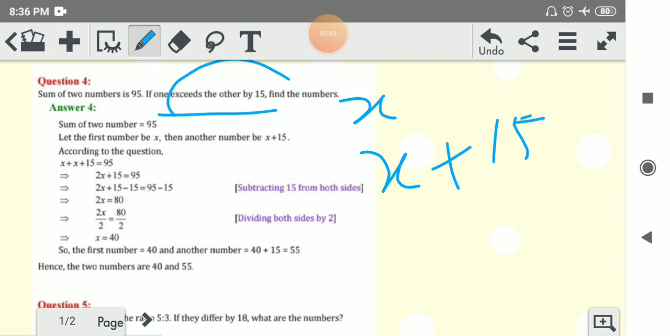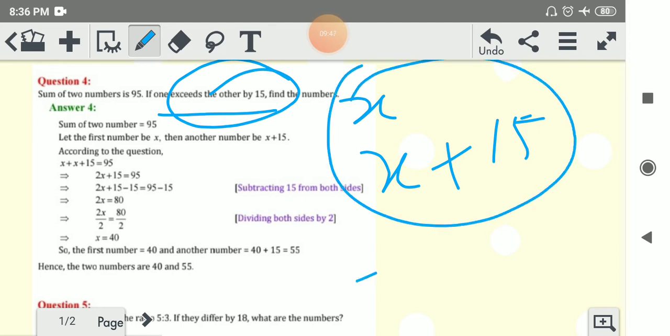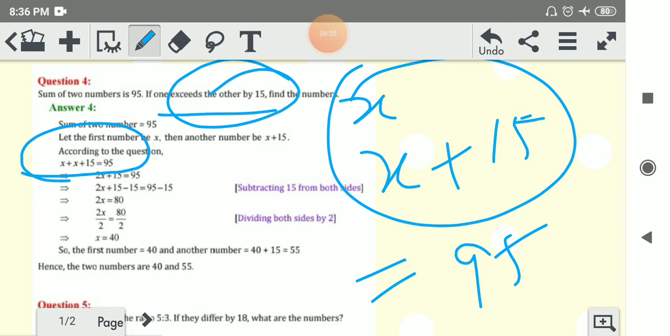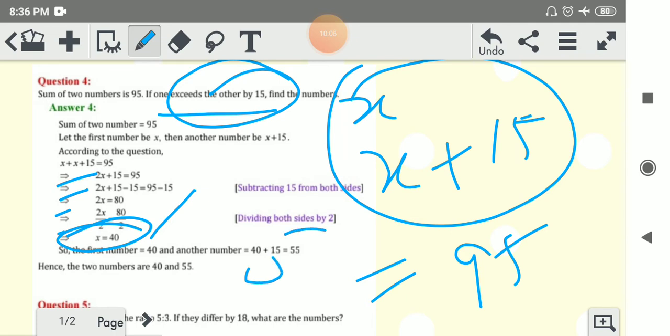According to the question, when we add both we get 95. Solve for x. Here x plus x plus 15 is equal to 95. Solving this, we get the value of x equal to 40. Now the first number is 40 and the second number is 40 plus 15, which is equal to 55. These are our two numbers.